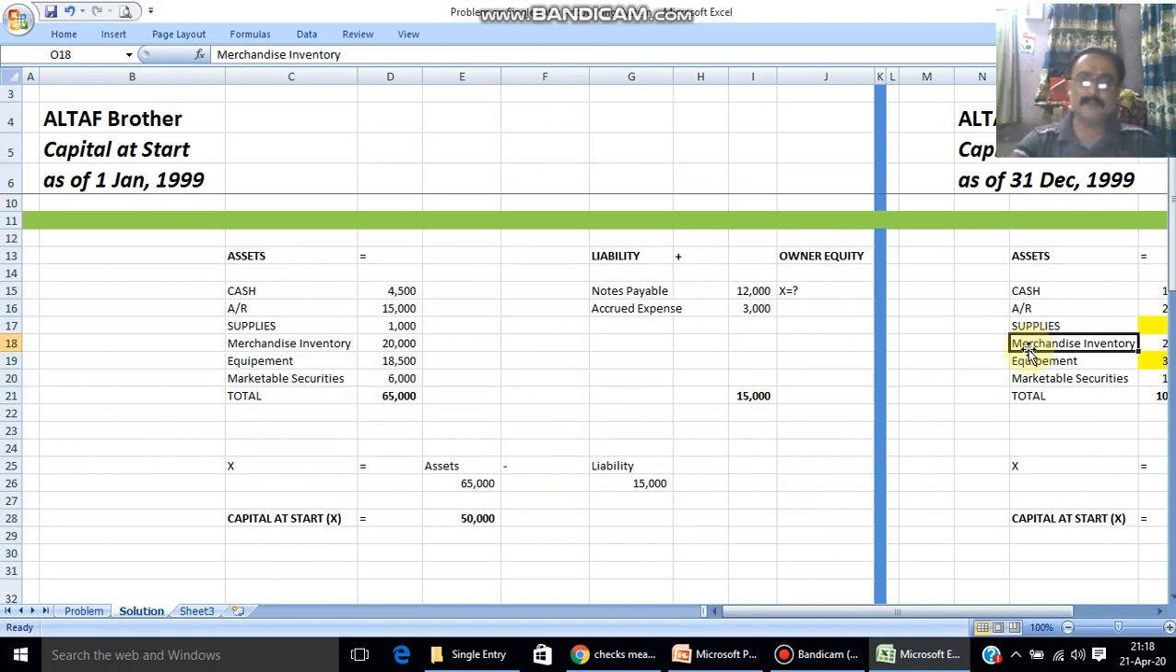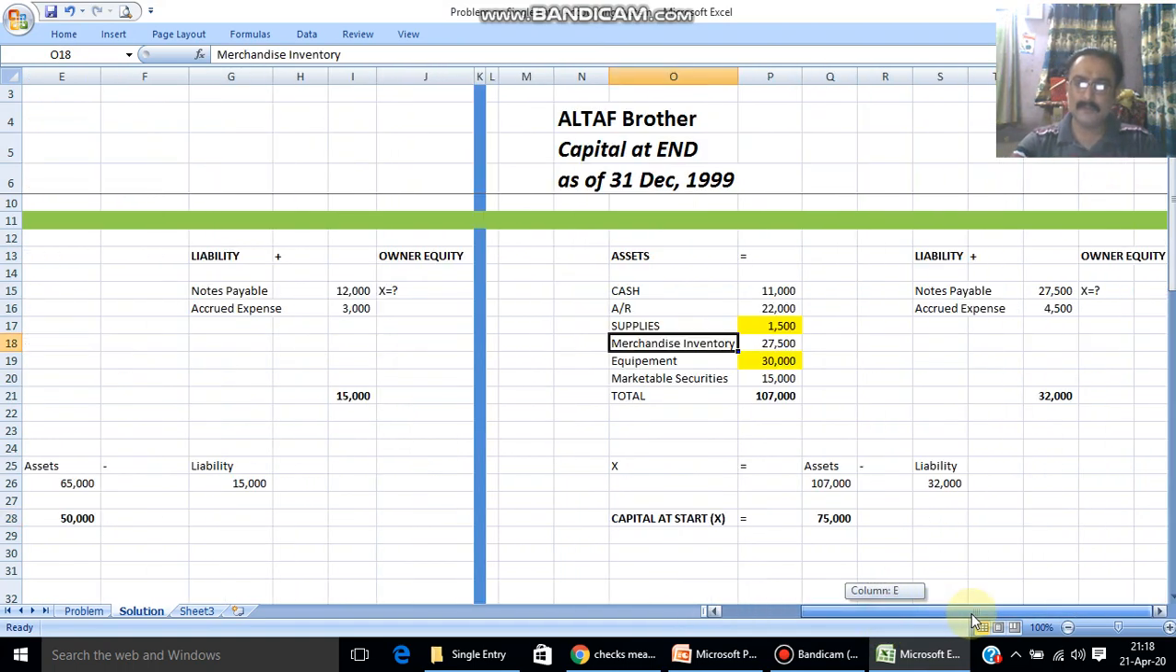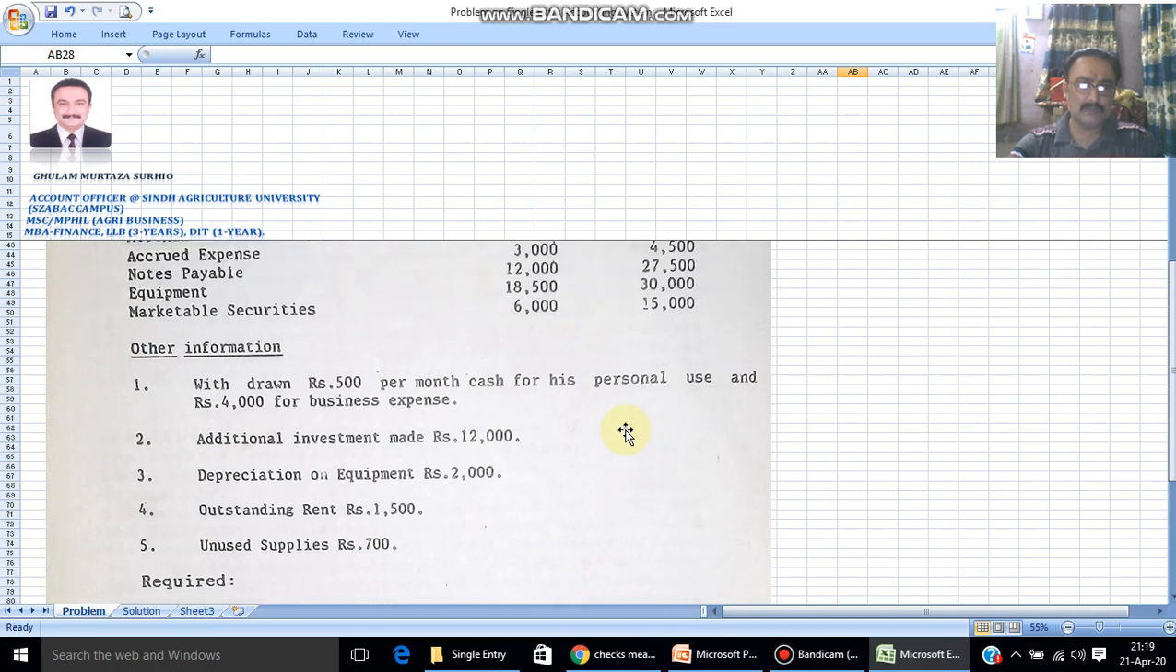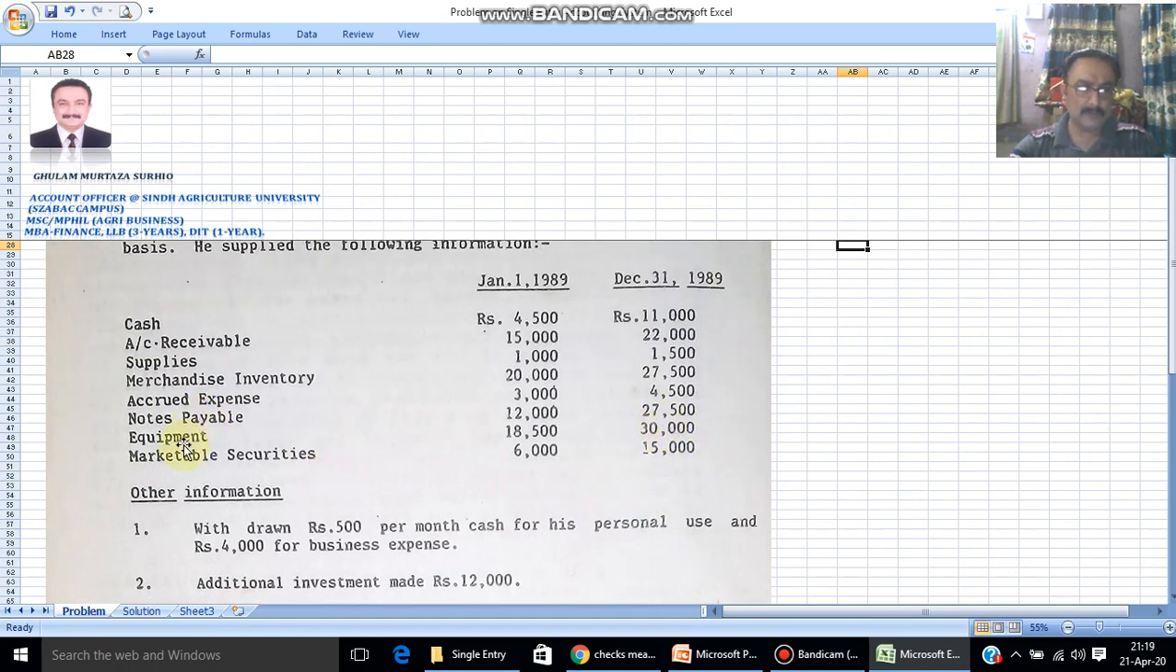Well, guys, I was telling you about the liabilities for capital at the end. We have two entries of liabilities, which were notes payable and accrued expenses, 27,500 and 4,500. So these two are placed over here, notes payable and accrued expenses, 4,500 and 27,500, and the rest of the figures are related to assets. In both sections there is no capital. So first of all we determined capital.